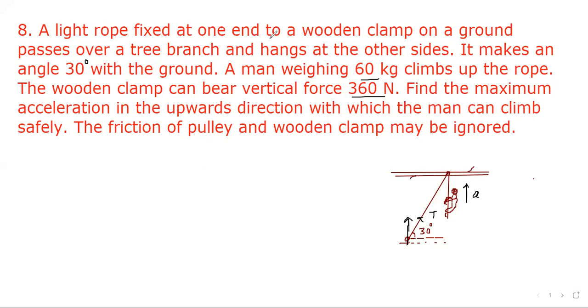A light rope fixed at one end to a wooden clamp on the ground passes over a tree branch and hangs at the other side. It makes an angle of 30 degrees with the ground. A man weighing 60 kg climbs up the rope. The wooden clamp can bear a vertical force of up to 360 newton. Find the maximum acceleration in the upward direction with which the man can climb safely.